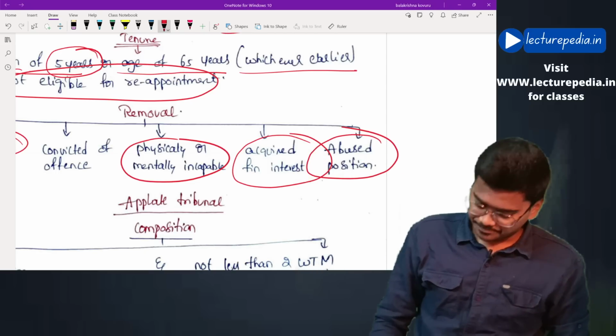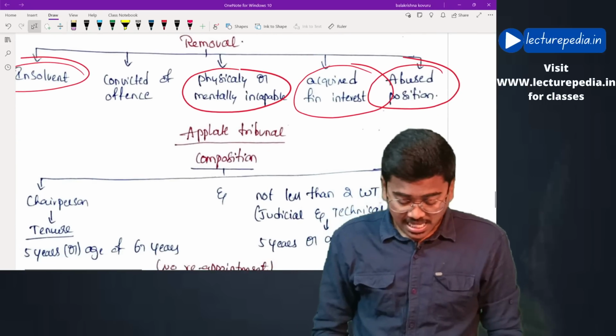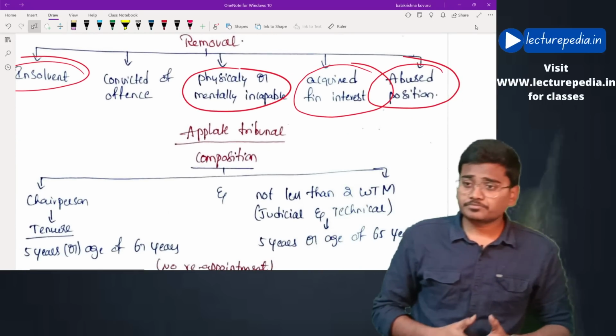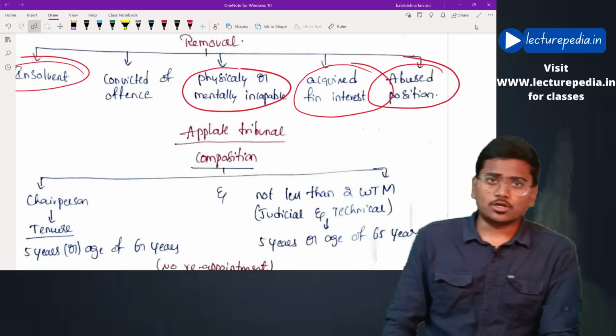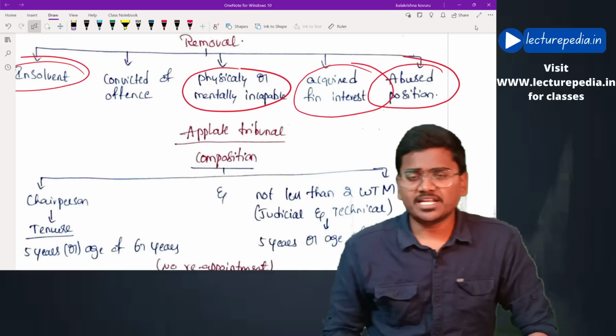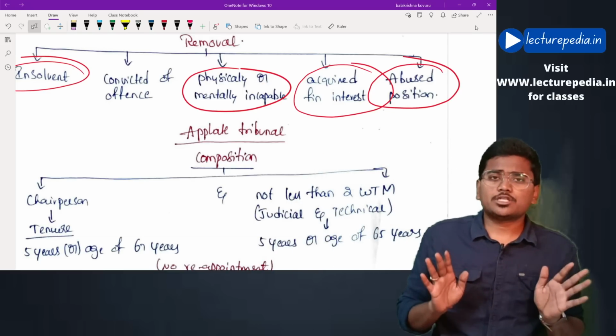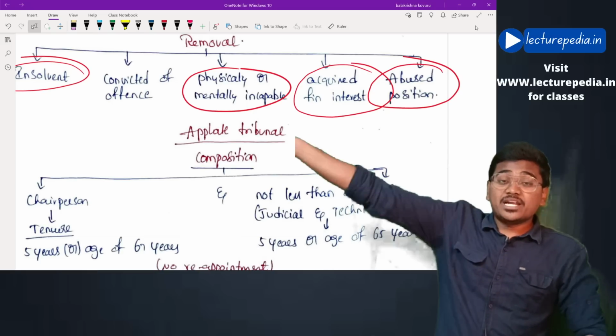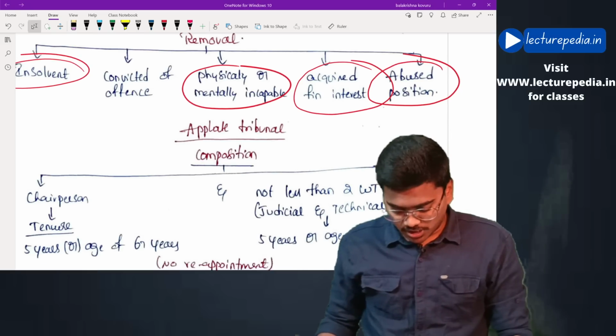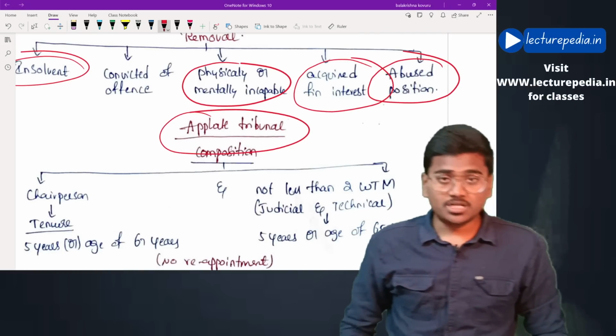Hope this is clear. Next, appellate tribunal. You went to the adjudicating authority and complained to it, and the adjudicating authority gave an order. If you are not satisfied with the order of the adjudicating authority, then you can file an appeal to the appellate tribunal within 60 days. So there is the appellate tribunal.